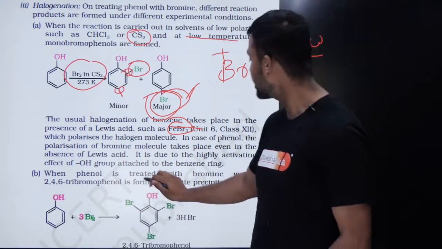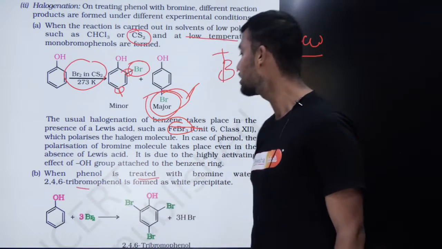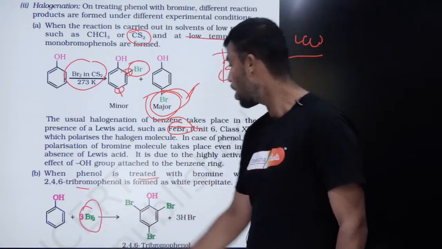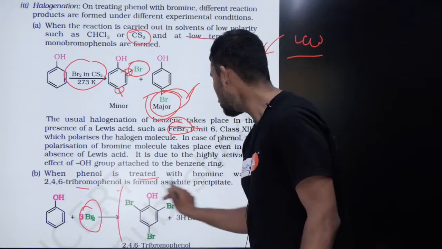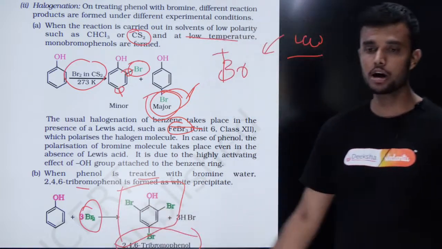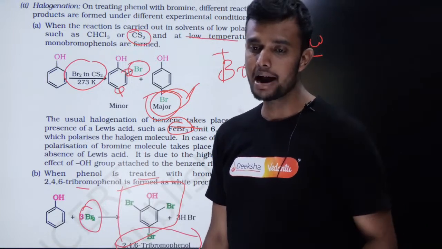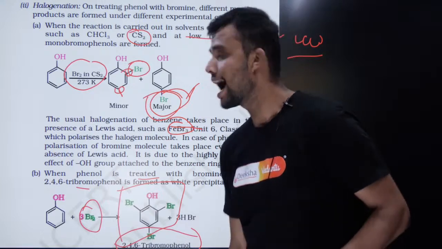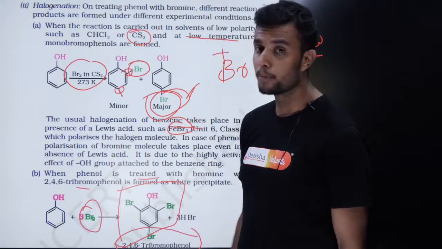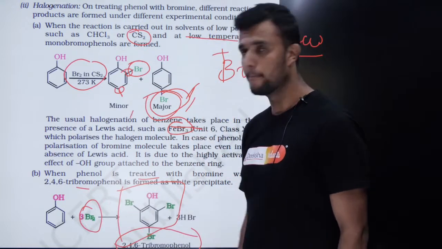When phenol is treated with bromine in chloroform, it forms bromophenols. Instead of this, if we treat it with bromine water, it forms the tribromo compound, 2,4,6-tribromophenol. Right, my dear students? I hope it's clear. I repeat once again: whenever bromine is present with chloroform, it attacks either para or ortho.